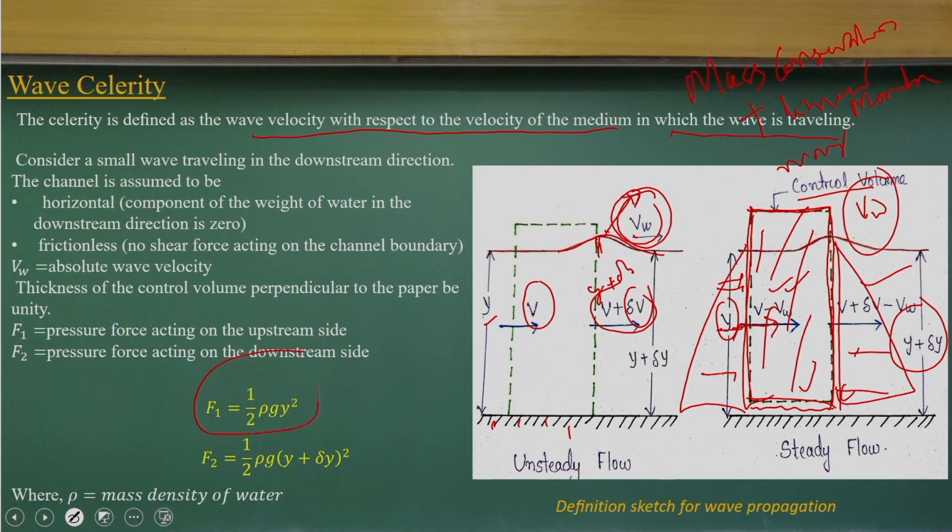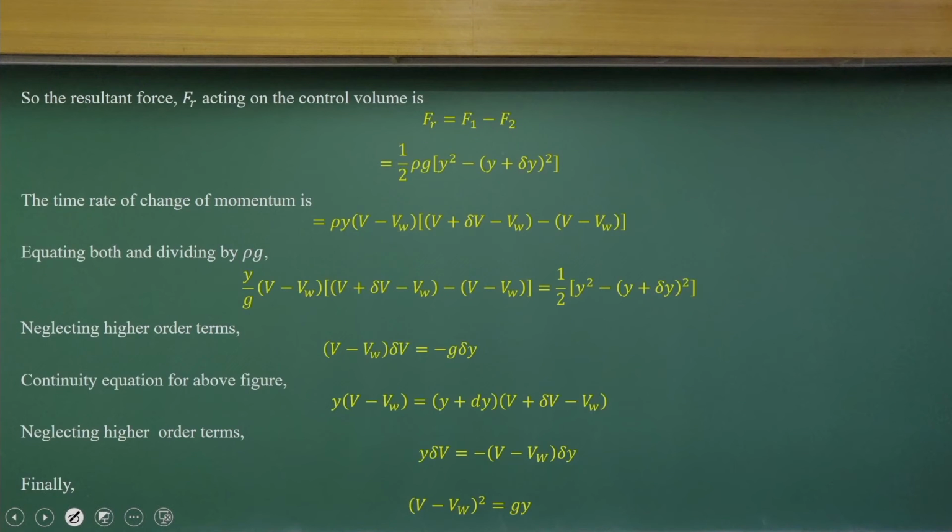If you look at the force acting on the upstream side and the downstream side, we can use the hydrostatic pressure distributions for y depth and y plus delta y depth. That is how we compute the amount of pressure force acting on this. So the net force acting in this direction, neglecting the friction forces, you will get this part. That will be equal to, same concept, the time rate of change of the momentum flux.